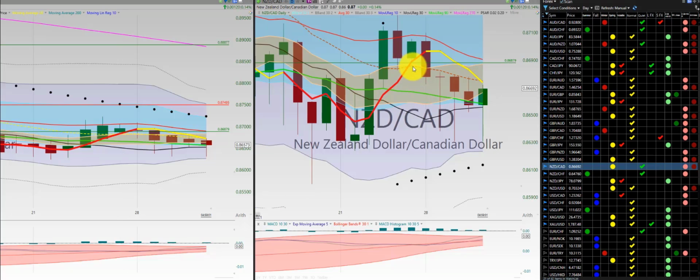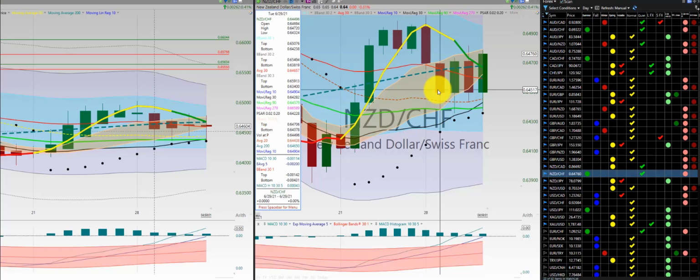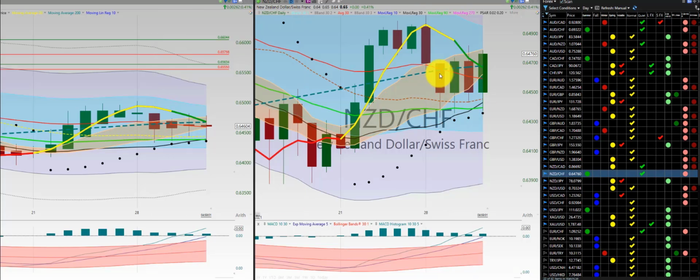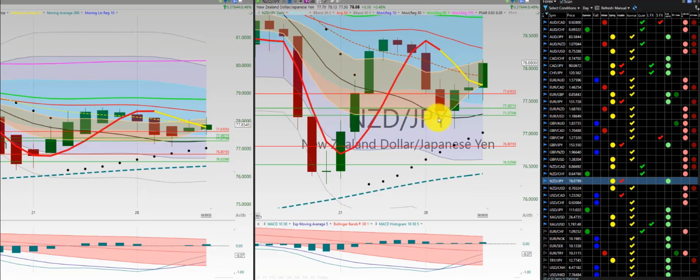This on Sunday was an initial trade here, out for a loss. New Zealand Swiss franc had an initial trade here, out at the RL90. Another initial trade here, out at the RL90. So good, some quick outs before it consolidated again. New Zealand Japanese Yen, initial 1, 2, 3 punch out. Great trade. No further trade the rest of the week.